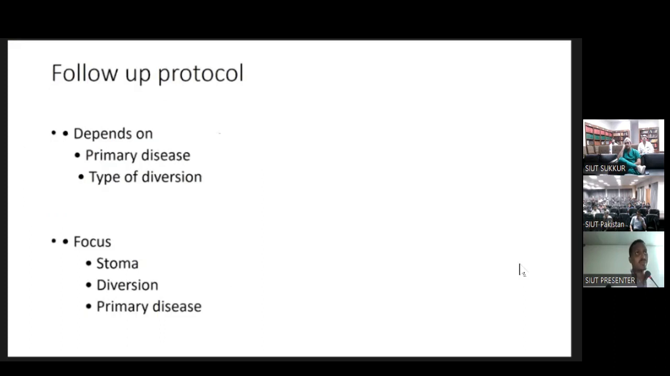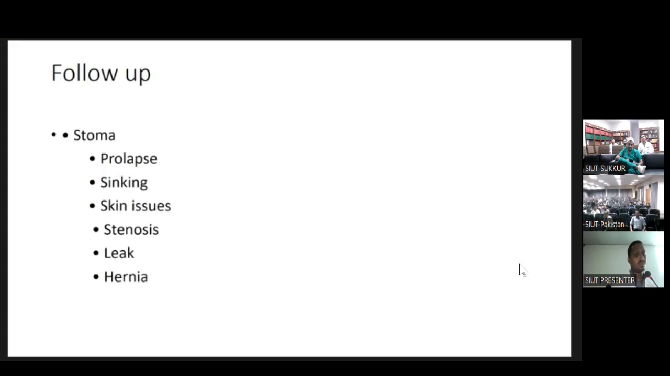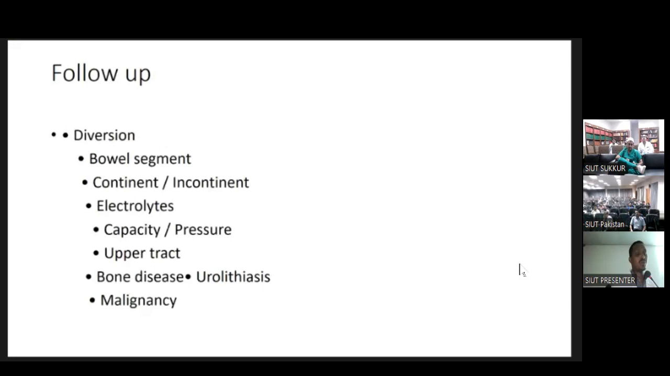Now we are coming to the last part of the presentation, which is the follow-up and protocol, depending on the primary disease and the type of diversion which we perform. We have to focus on the stoma, the diversion, and the primary disease. For stoma follow-up, we have to see the immediate post-op, prolapse, skin issue, leak, hernia. And for the diversion, we have to know which bowel segment we used and see the metabolic issues also: continent, incontinent, electrolyte imbalance, capacity, the pressure, upper tract, bone disease, urolithiasis, and malignancy.